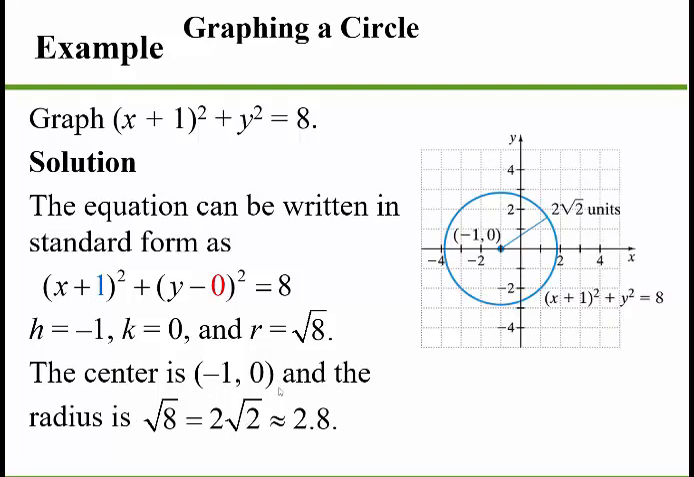So when you go to graph it, simply put the center of the compass right at the center, and draw the circle with radius roughly 2.8.